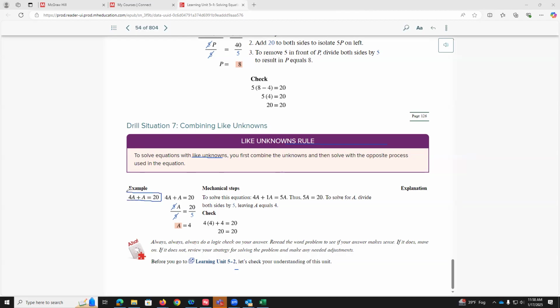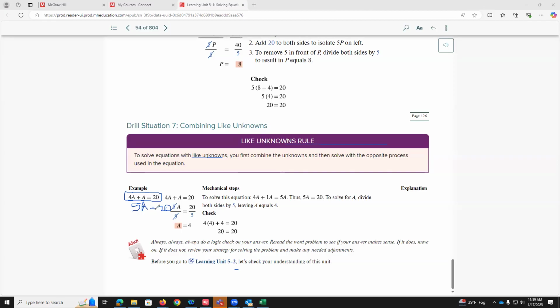4a plus a equals 20. Well, we've got 4 A's, and then we add one more A. That's pretty easy, right? We've got 5 A's now. And then the 20 just stays the same. Check it out. You already know how to do this one, right?